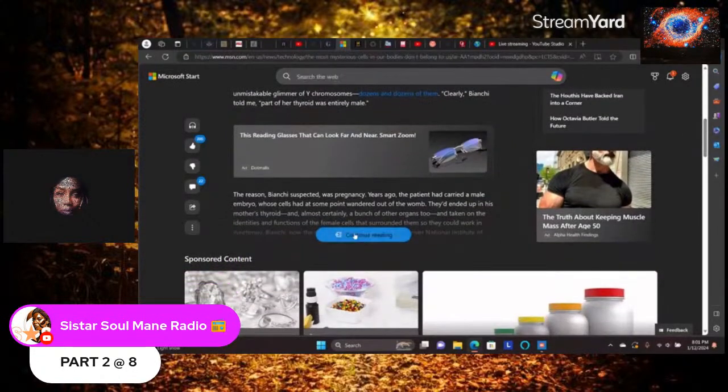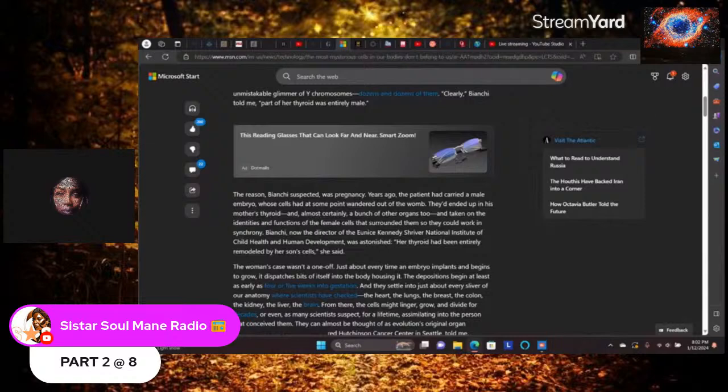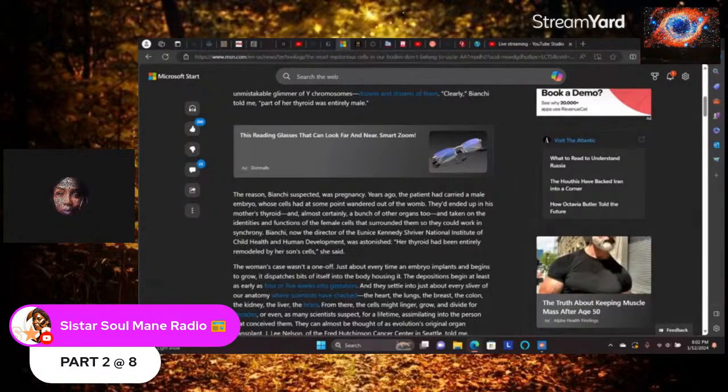Okay. The reason Bianchi suspected was pregnancy. Years ago, the patient had carried a male embryo whose cells at some point wandered out of the womb. They'd ended up in his mother's thyroid and almost certainly a bunch of other organs too, taking on the identities and functions of the female cells that surrounded them so they could work in synchrony. Bianchi, now the director of the Eunice Kennedy Shriver National Institute of Child Health and Human Development, was astonished. Her thyroid had been entirely remodeled by her son's cells, she said, a child that was not even born outside of the womb.